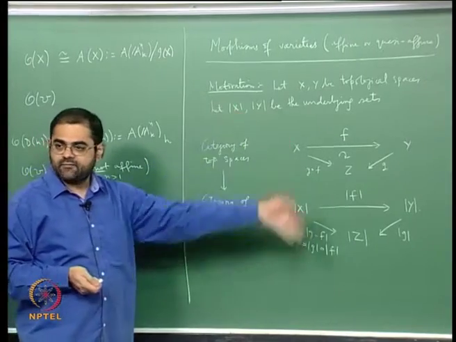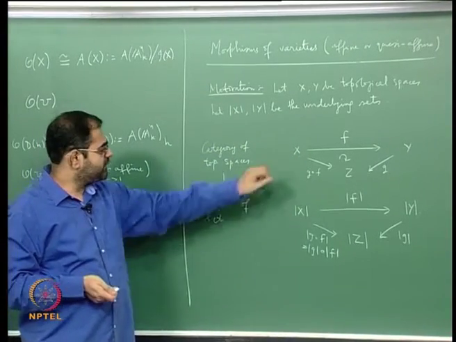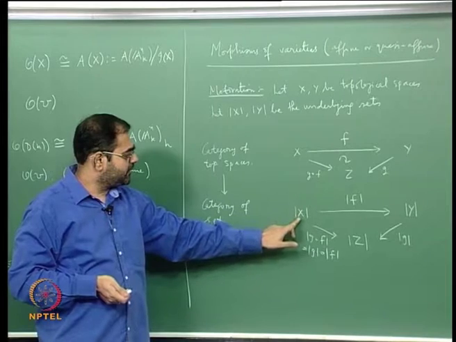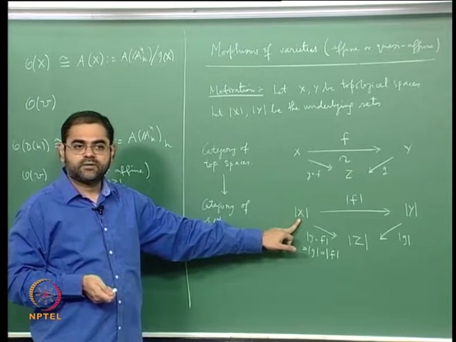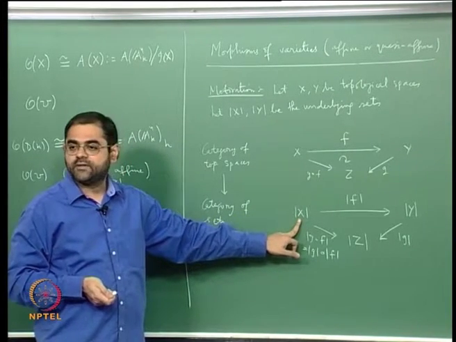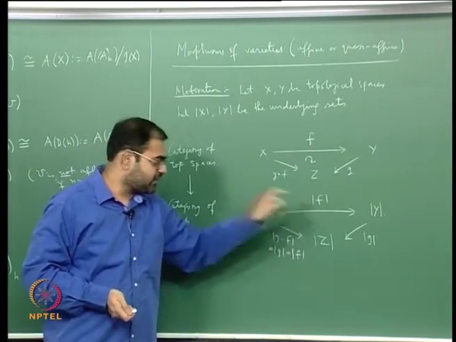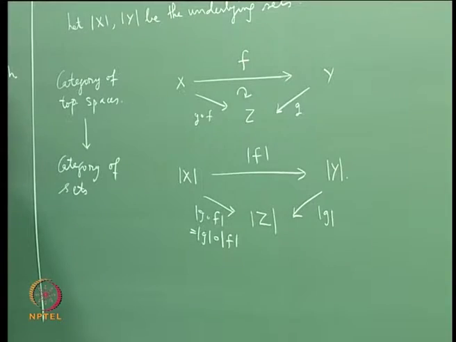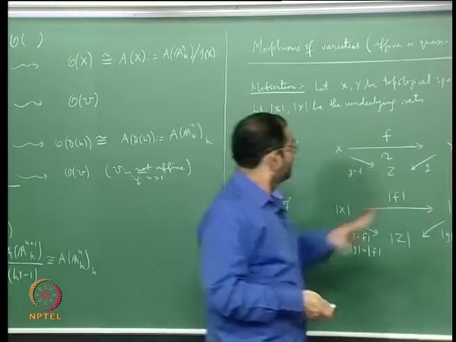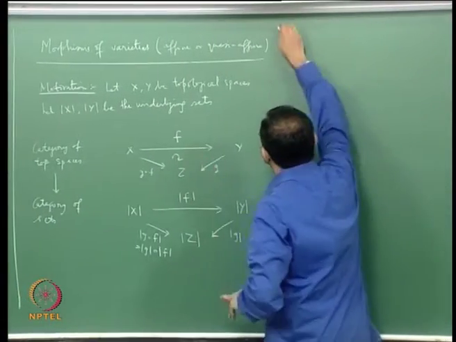Because you are forgetting everything connected to the topology. Given a topological space, you are just associating to it the underlying set, and given a continuous map of topological spaces, you are just associating to it the underlying set theoretic map, okay. Now what you get from this diagram is the following.